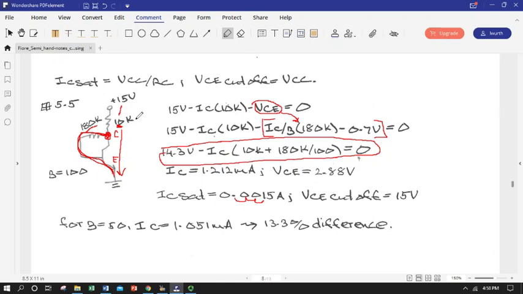If we change beta from 100 to 50 and recalculated this, so we swapped this 100 out for a 50, we recalculated collector current, we'd get about 1.05 milliamps versus 1.2, only 13% difference. And that is for a fairly sizable base resistor. So we have a fair independence from beta for this circuit. So again, that's one of the goals of our biasing, was to make ourselves independent of beta. So we've certainly done that here.